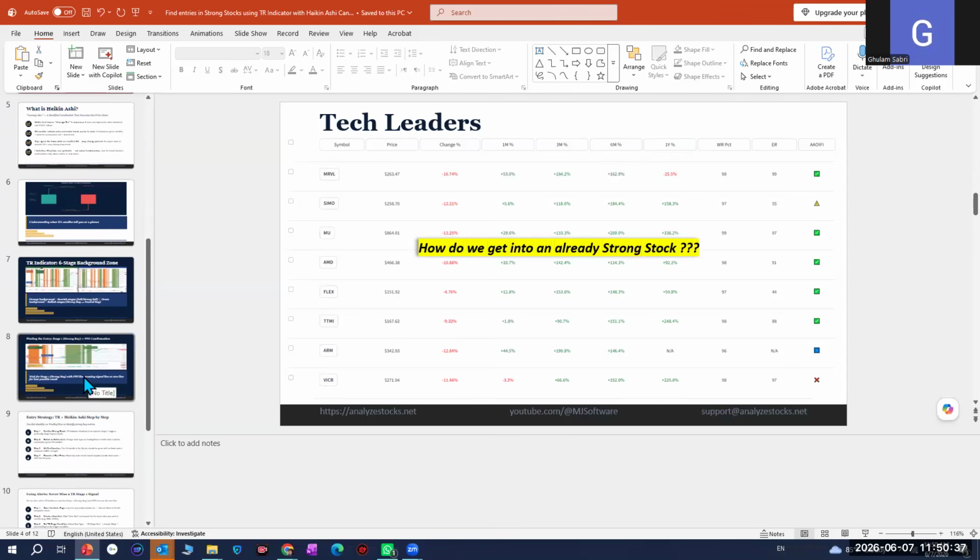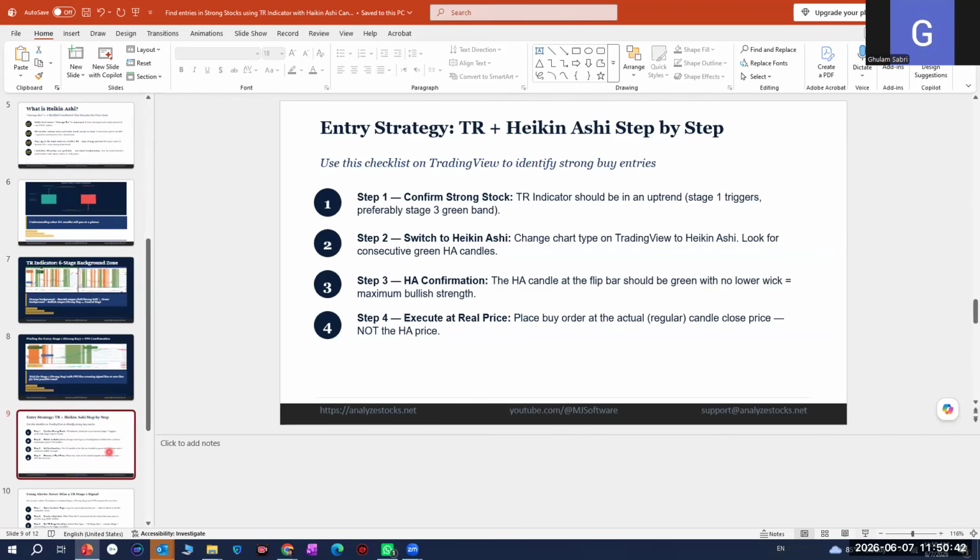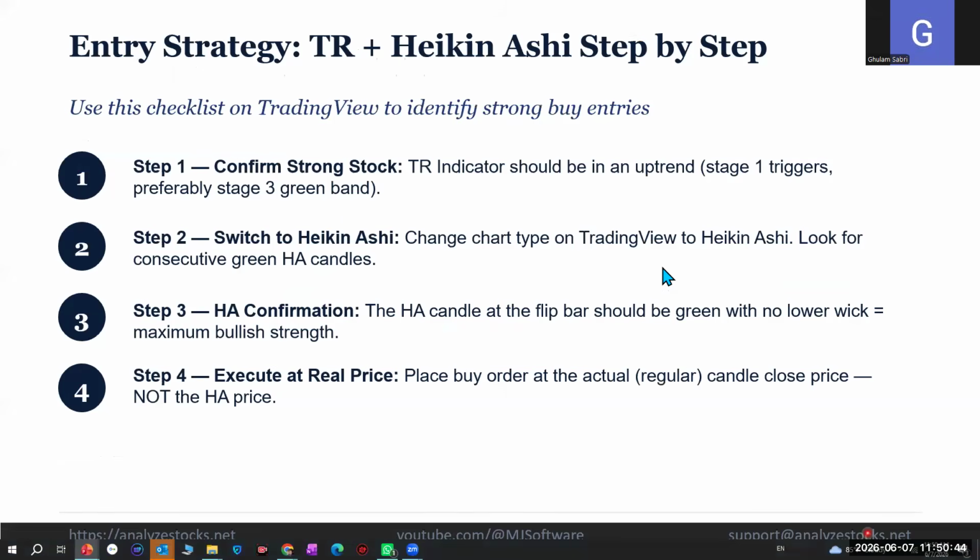So we were here and let's go back to our presentation. I actually explain all this thing. Step one is to confirm a strong stock. TR indicator should be in uptrend stage. Stage one triggers. Preferably stage three, green band.